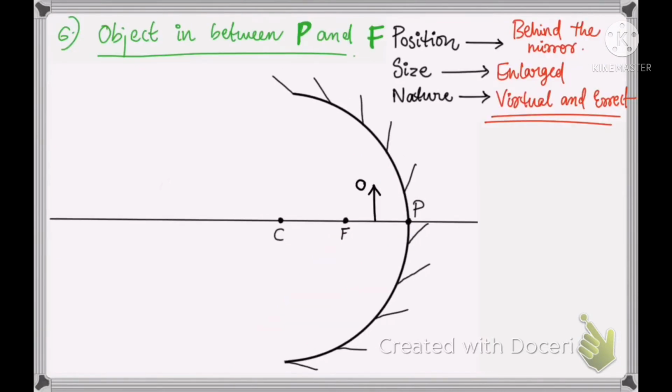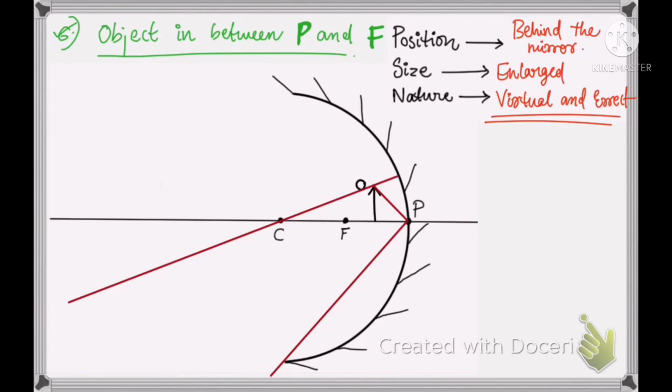Now object between P and F, pole and focus. Then this is the most different case. Now just pay attention and look here. So I'm considering a parallel ray. Okay, not a parallel ray. This time I'll consider first the oblique ray which is oblique to the pole. And then I'll consider a ray which is passing through center of curvature of the mirror. Okay, this way.